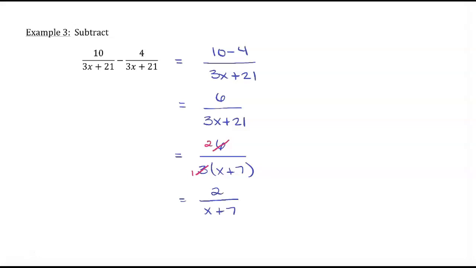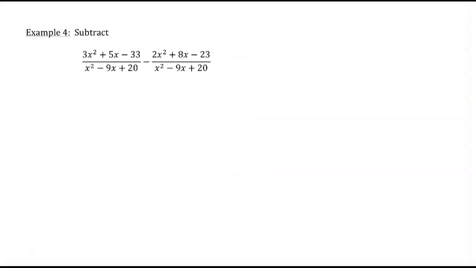Let's take a look at example 4. In example 4, we are again subtracting two rational expressions that already have the same denominator. A word of caution, make sure that when there's multiple terms in the numerator being subtracted, that you distribute the minus sign to each term in that numerator.